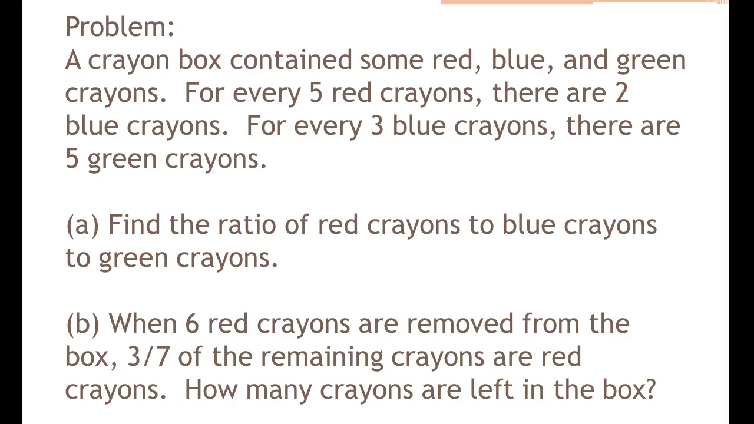crayons. For every 5 red crayons, there are 2 blue crayons. For every 3 blue crayons, there are 5 green crayons. Part A. Find the ratio of red crayons to blue crayons to green crayons. Part B. When 6 red crayons are removed from the box, 3/7 of the remaining crayons were red. How many crayons are left in the box?